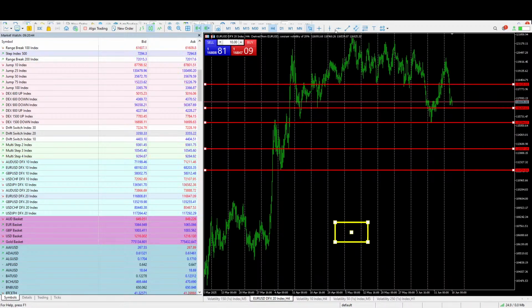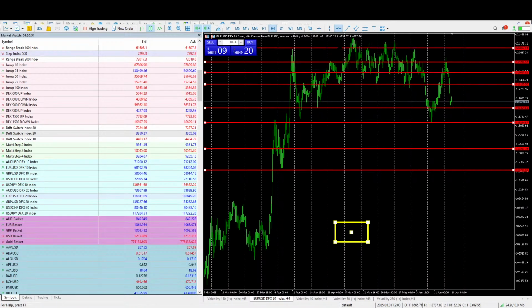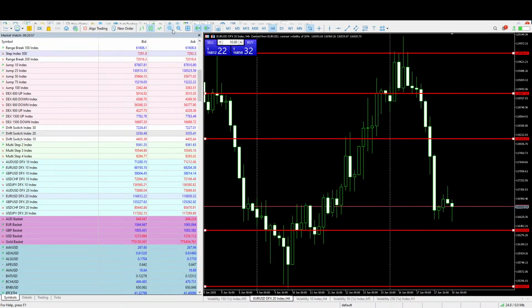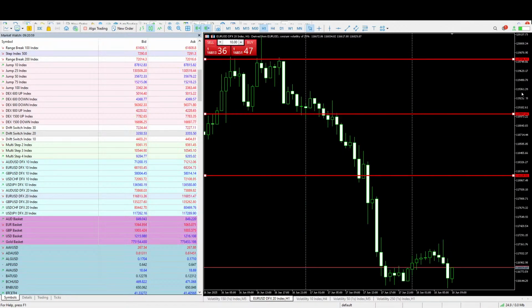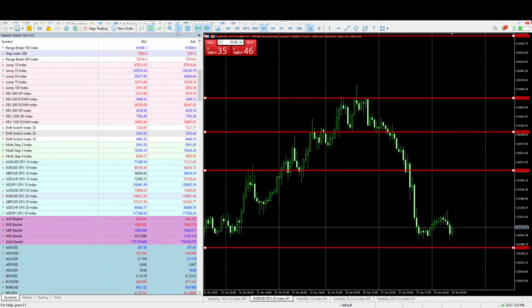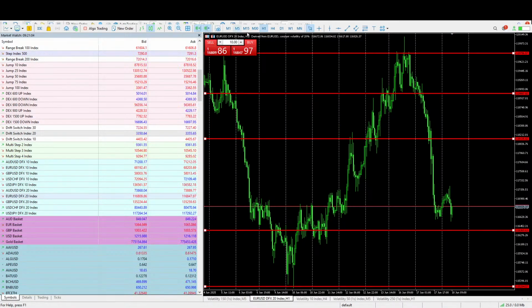But then when you're done, you delete the unnecessary ones, the ones that will just confuse you, right? So this just needs a little bit of practice, guys, okay? And then just like that, we have our levels. If we go down to the smaller time frames, you guys can see how important these levels can be.